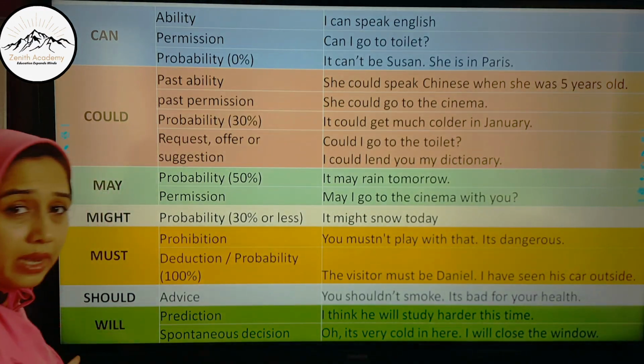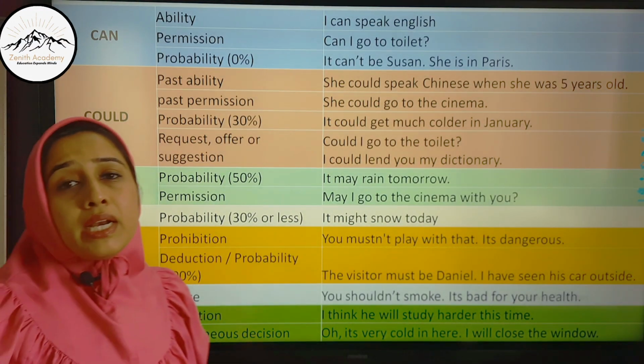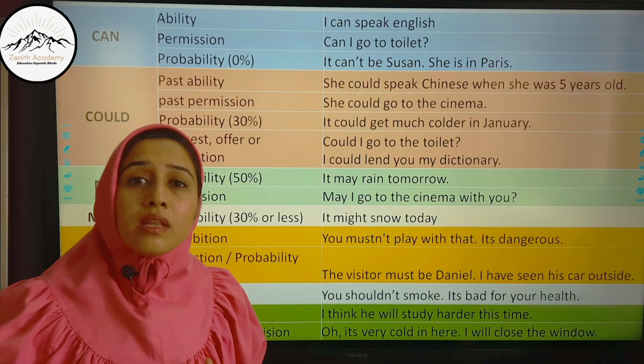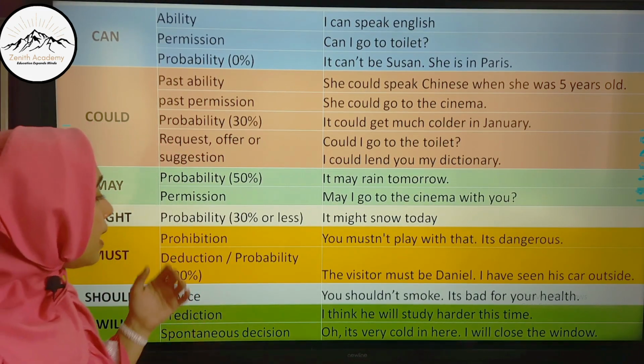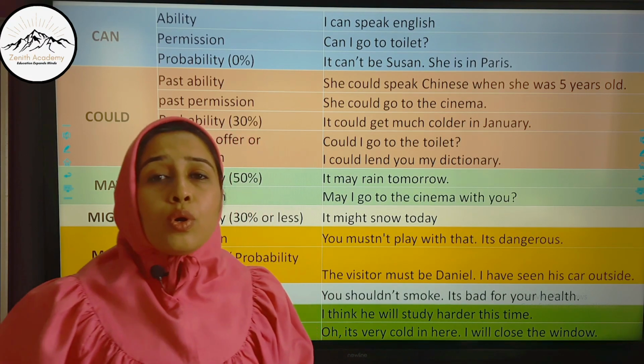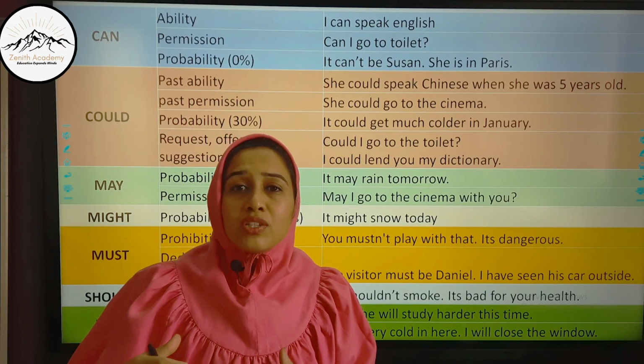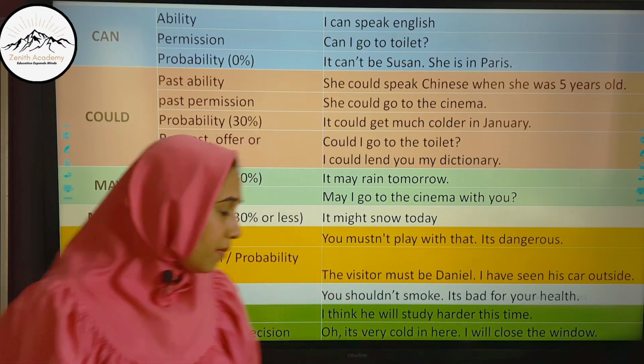The next one is will. Will is used to show prediction. When I am predicting of something that will happen in the future or near future. I think he will study harder this time. I will go to the party in evening. So will is predicting some action that will happen in the future.